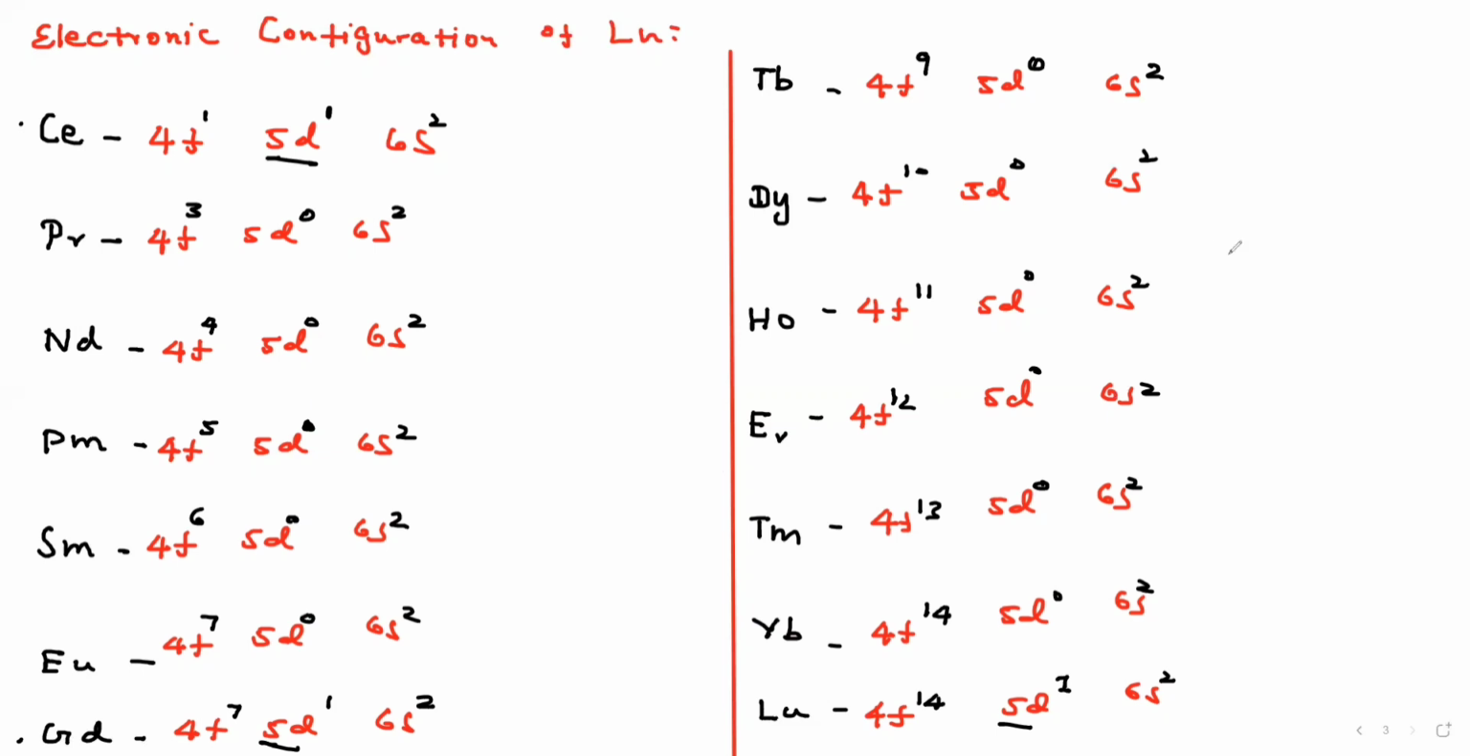What is the first trick? Very simple: for all, 6s2. 5d1 comes only for the first element, 7th element, and 14th element. Otherwise, in neutral configuration, you will not get f2 or f8. Now understood? Now a very important point, please note.